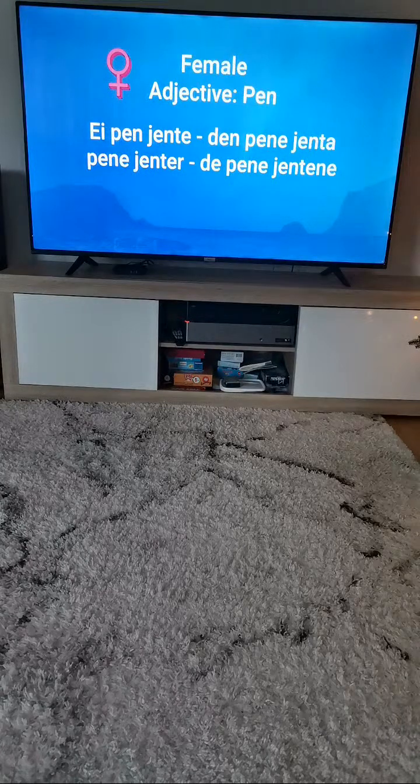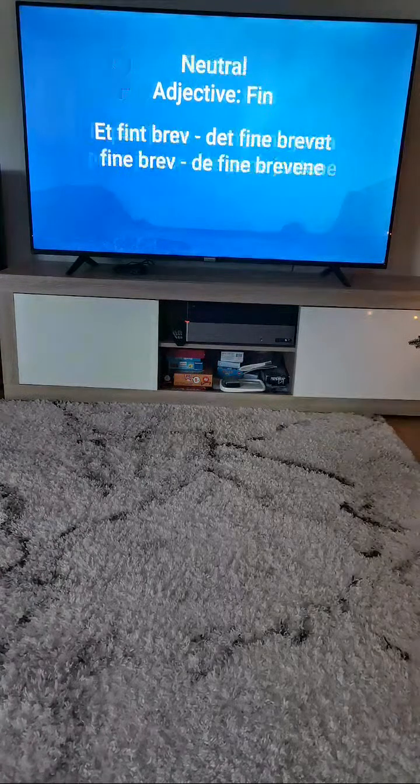And we're going to move on to female nouns, and here we have an example. A pen jente, den pene jenta, pene jenter, de pene jentene. So as you can see, it declines the exact same way. Luckily for you. Once again, when it comes to the difference between female and male, there's pretty much no difference here, which is nice. Oh, and by the way, this means a pretty girl, the pretty girl, pretty girls, and the pretty girls.